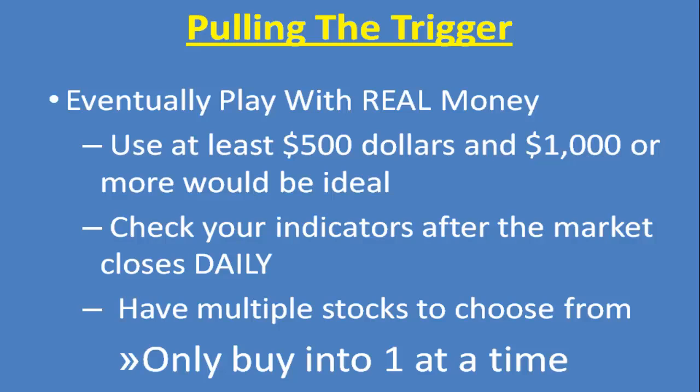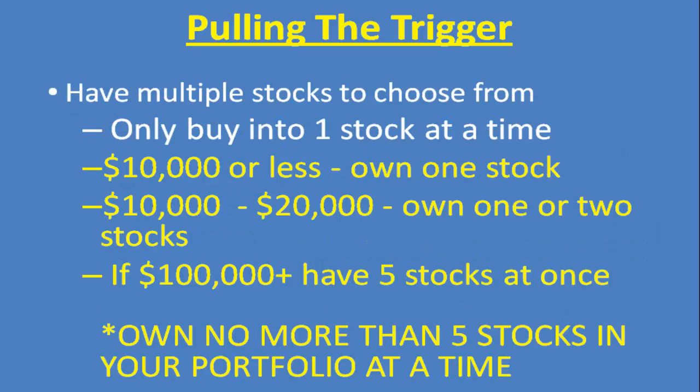So if I have 5 stocks to choose from, I'm only going to be in a position, as far as actually having my money in the market working, unless there's a couple caveats to that, and I'm going to go over that in a second here. So when you're having multiple stocks to choose from, once again, only buy into one at a time, but that's only, you're going to follow these parameters.